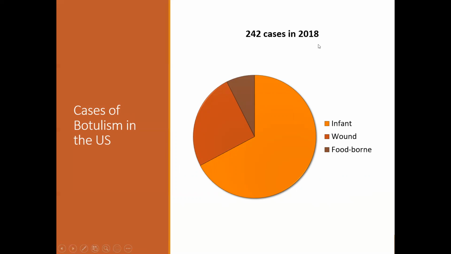In the United States in 2018, which was the last year that the CDC had data, there were 242 cases, the majority of those being infant botulism, and then wound, and then foodborne. A lot of cases of foodborne illness come from improperly canned foods. If you're canning your vegetables, you wash them, you clean them, you blanch them, and then you use a water bath or a pressure canner to seal them, and this prevents the spores from being able to germinate and then produce the toxin.